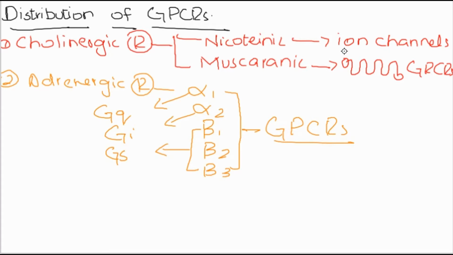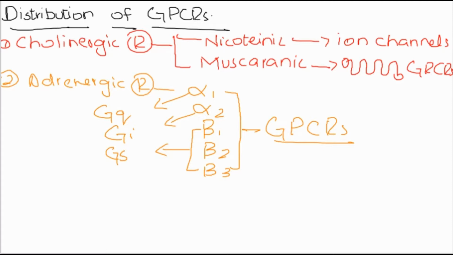So the cholinergic system consists of cholinergic receptors, which contain nicotinic receptors and muscarinic receptors. The nicotinic receptors are basically ion channels and muscarinic receptors are G protein coupled receptors. The adrenergic system consists of alpha 1, alpha 2, beta 1, beta 2, beta 3. All of them are G protein coupled receptors, in which alpha 1 are Gq, alpha 2 are Gi, G inhibitory, while beta 1, beta 2 and beta 3 are G stimulatory.